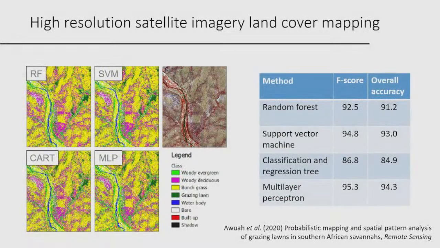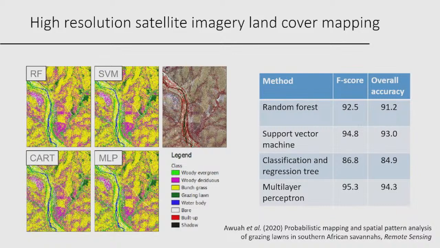We've done some work on this. This is some previous work. This was led by Kwame, one of my co-authors here. Isaac, who's not here, is my other co-author on this paper. And we used a series of different machine learning approaches to try and map land cover in and around Skukuza. It's in the southern part of Kruger.